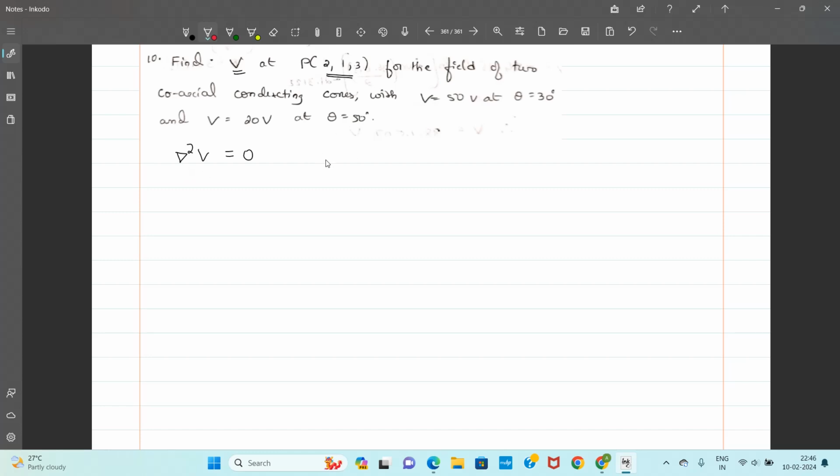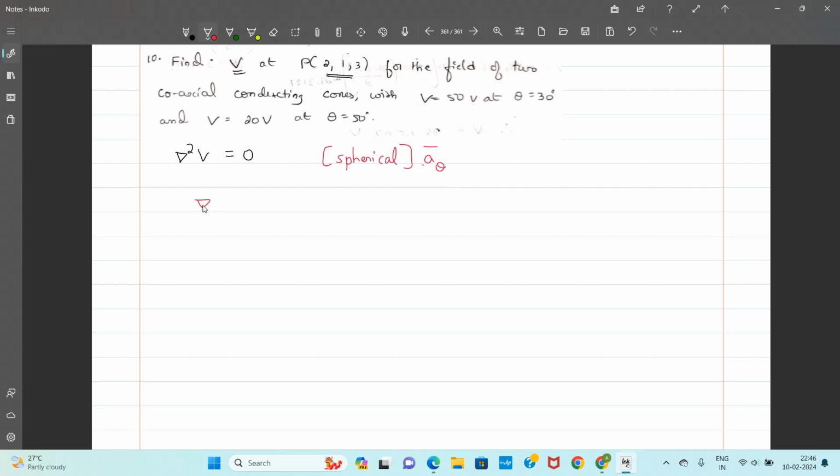Second thing is identify the coordinate system. So here if you look at the condition, it is mentioned theta. And theta comes only in spherical. Right? Theta comes in spherical coordinate system. And since it is only theta, the spherical coordinate, the direction is supposed to be a theta.